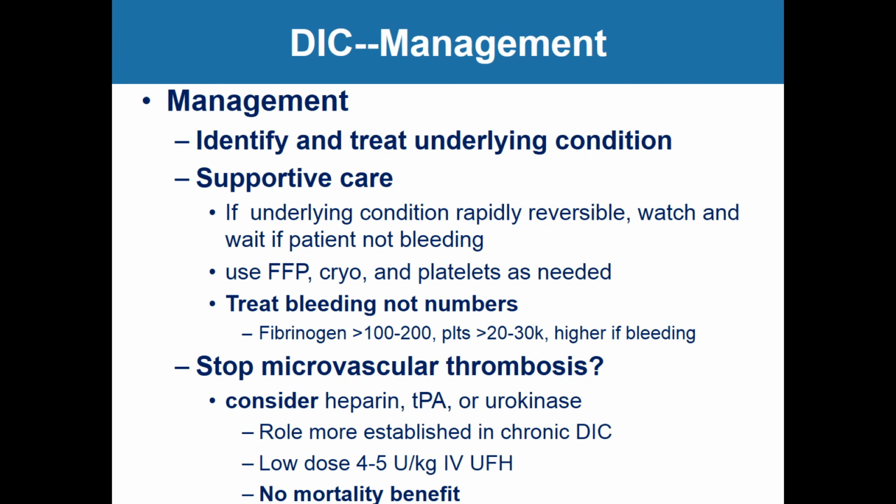Many attempts have been made, many studies performed, and many products looked at to try to stop the microvascular thrombosis that occurs in the setting of DIC. You can consider heparin, TPA, urokinase. The role for these products is definitely more established in patients who have chronic compensated DIC than acute DIC. You can try low dose, 4 to 5 units per kilogram, of IV unfractionated heparin.